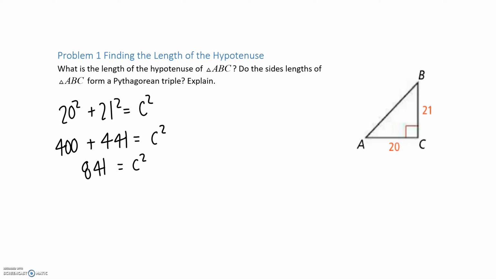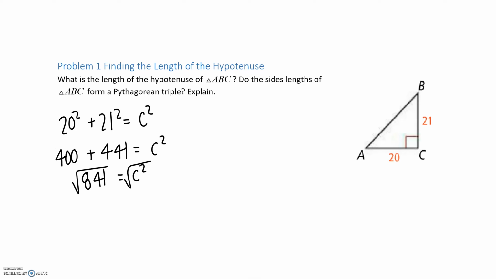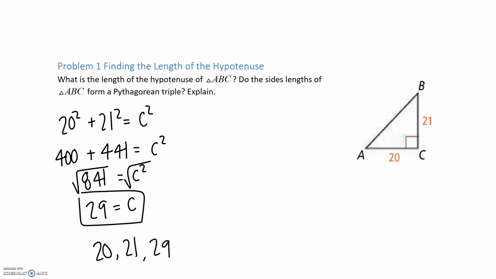841 equals C squared. Remember, to get rid of this square right here, we are going to square root both sides of the equation. When we take the square root of 841, it's going to give us 29. So C is going to equal 29. And because C equals 29 and our A and our B are both whole numbers as well, we have a Pythagorean triple. 20, 21, and 29 is a Pythagorean triple because they're all whole numbers.